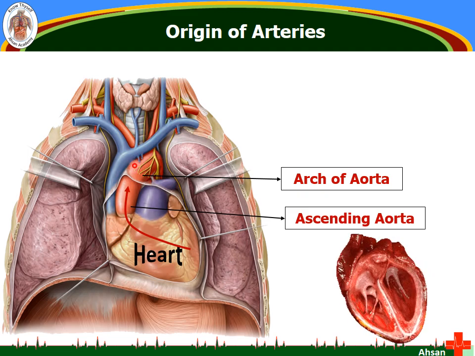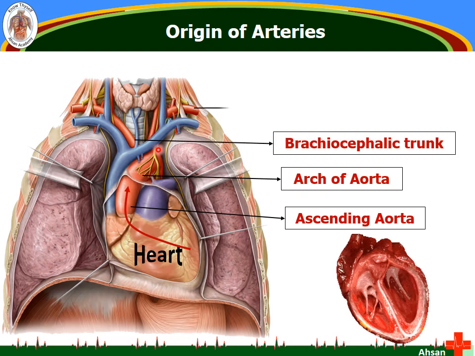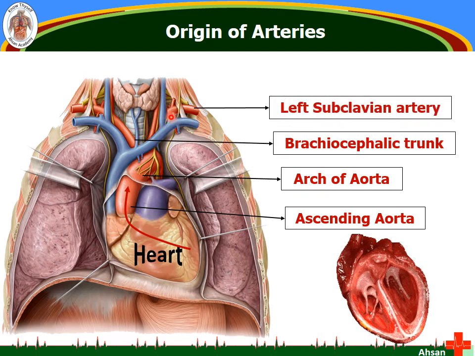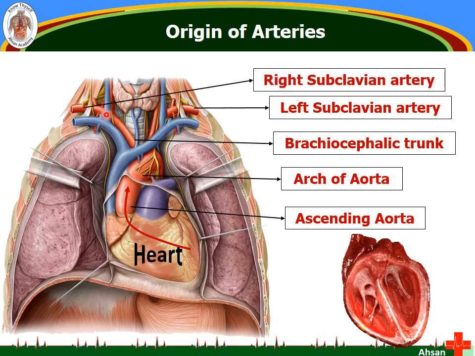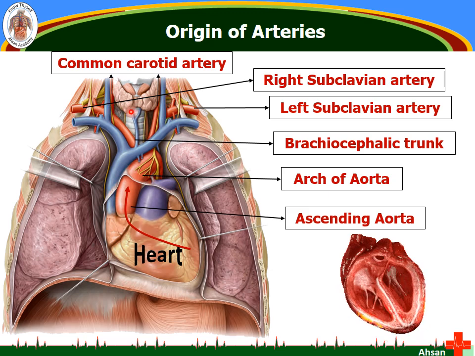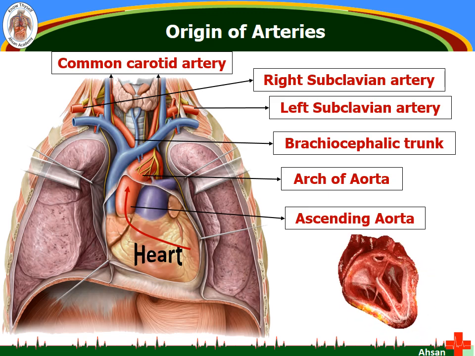From the convex surface of the arch of the aorta, three branches arise. This is the brachiocephalic trunk going to the right side, and on the left side, this is the left subclavian artery going to the left upper limb, and this one is the right subclavian artery going to the right upper limb. Two arteries, one directly from the left side of the arch of the aorta. This is the common carotid artery, and it is on the right side.